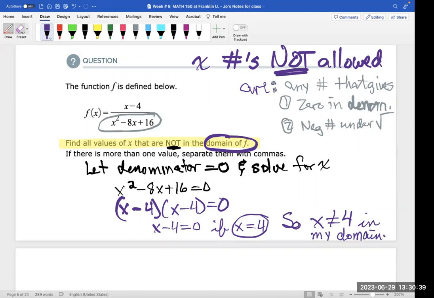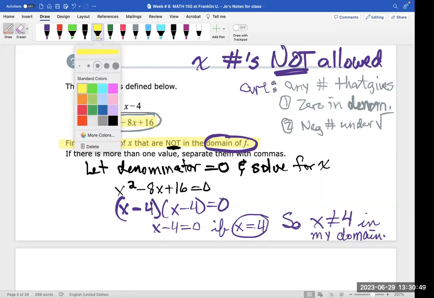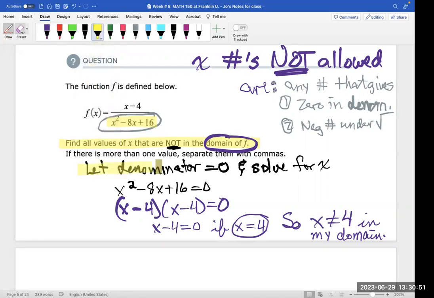So pick the value. In this case, in every case, it's what makes your denominator equal to 0. So you're going to let your denominator equal to 0 and solve. Let the denominator be 0, then solve for your x.